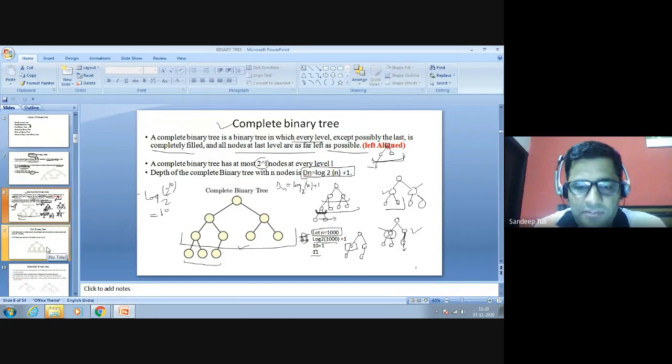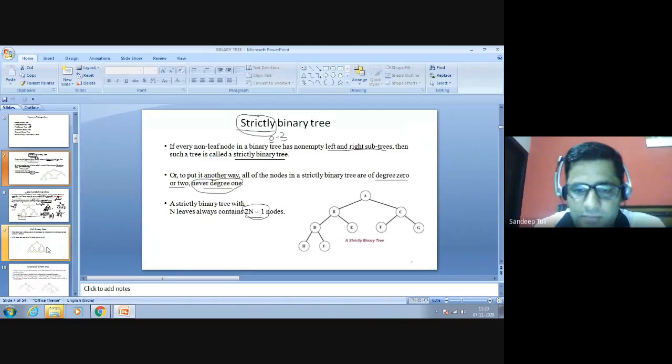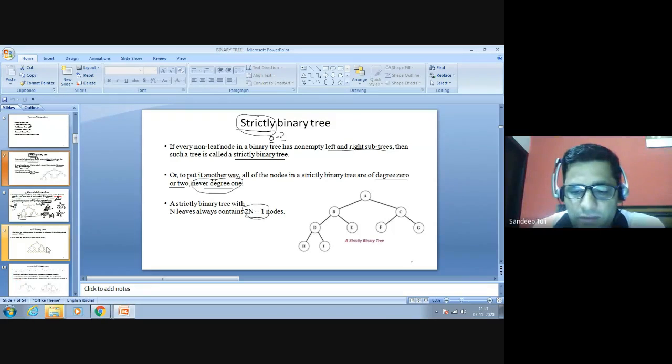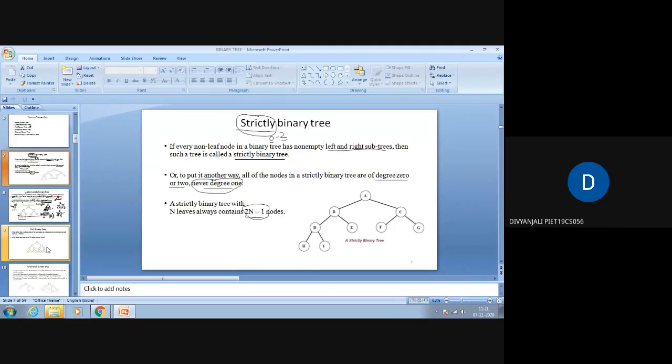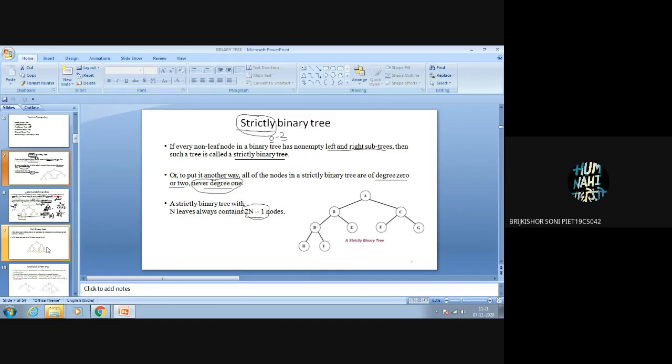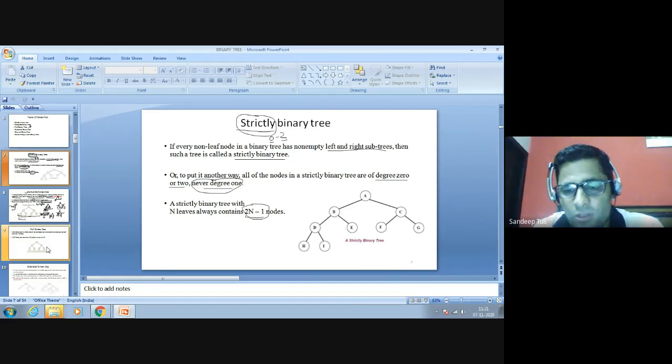So what is the difference between this one? This is a full binary tree. In this slide, the tree you are seeing, is it a full binary tree? No, sir. But the definition you have given follows, sir, except the last level. Above the last level, 0 or 2 nodes. This is also 0 and 2 nodes. Yes, in this also all the nodes have either 0 or 2 children.